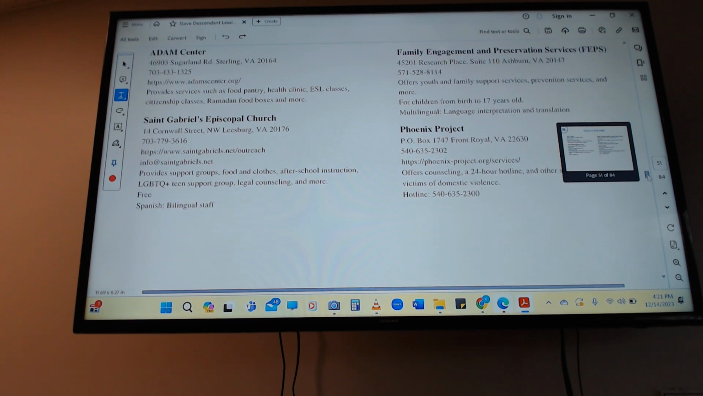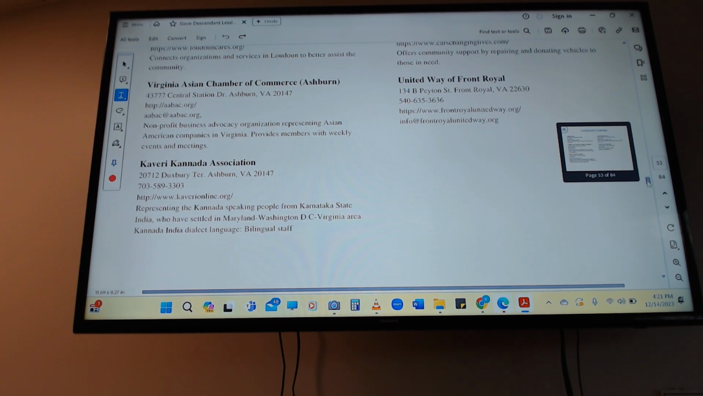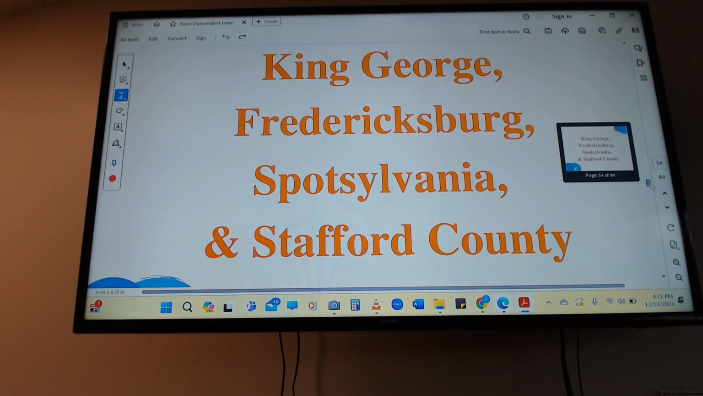All right, so that's what I wanted to do. I just wanted to give you an example of what I'm talking about. Here's more counties right here. King George, Fredericksburg, Spotsylvania, Stafford County. This takes it down south. So it started way up top in the north of Virginia and it's taking it all the way down to the bottom.